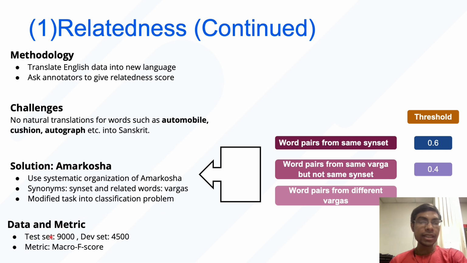The test set contains 9000 pairs and the development set contains 4500 pairs, and the evaluation metric is the macro F score. So we have identified the thresholds. If the similarity score is above 0.6, then it is the first class. If it is above 0.4, then the second class, and like that. We identified these thresholds using the development set in this classification problem.